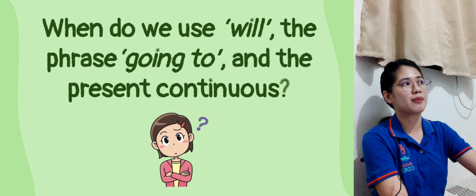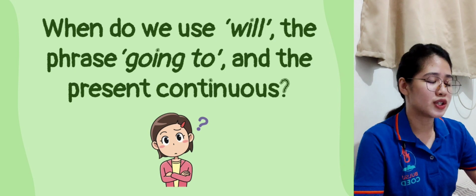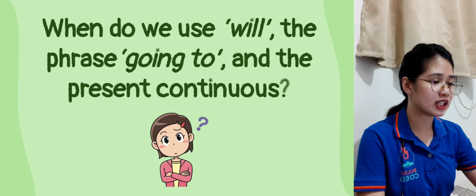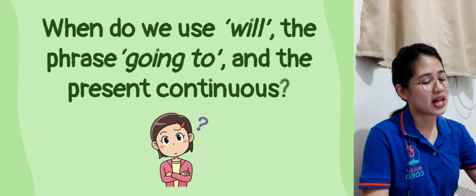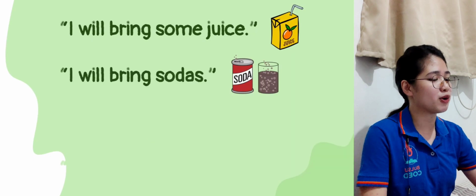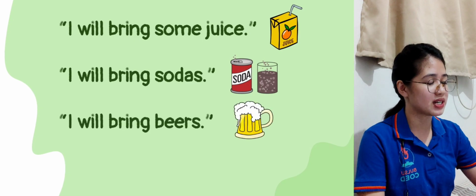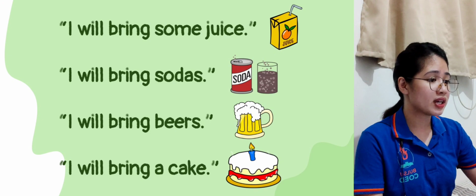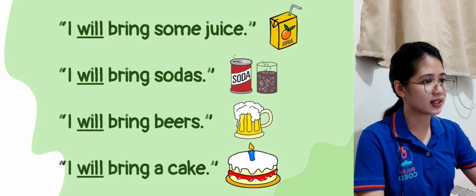Think about this example. You and your friends plan to surprise one of your friends for her birthday and you all need to contribute something. Then you would say, I will bring some juice. Others would say, I will bring sodas, I will bring beers, I will bring a cake, and so on. You can notice that you all use the word will.